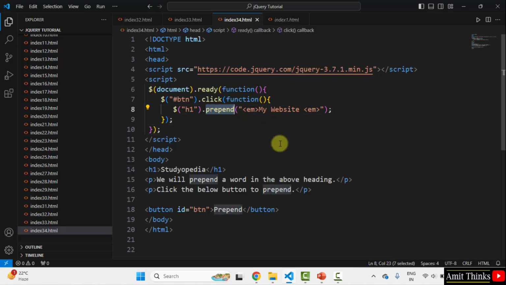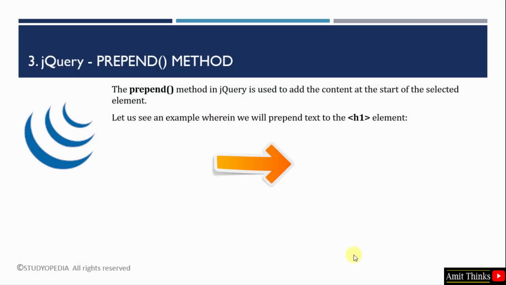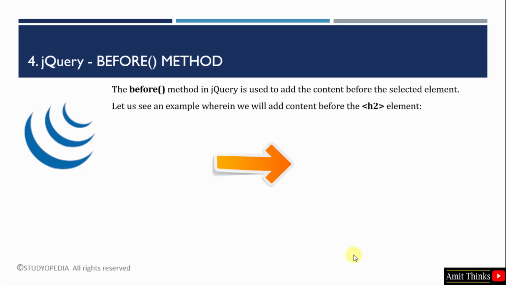Let us see the next example. In the next example, we will use the before method to add the content before the selected element. Okay, so we will see an example and add a content before the h2 element this time. So let us see the example.